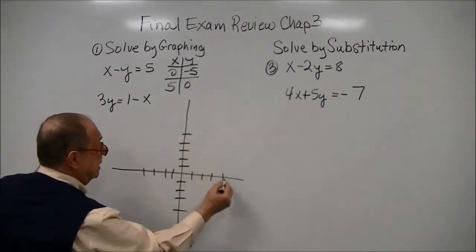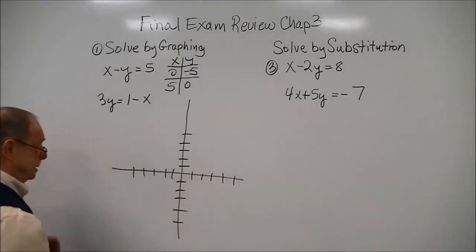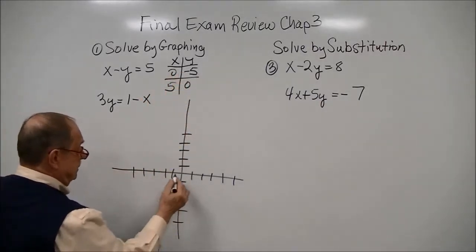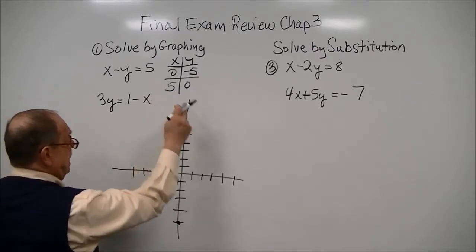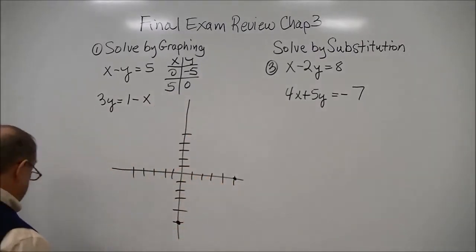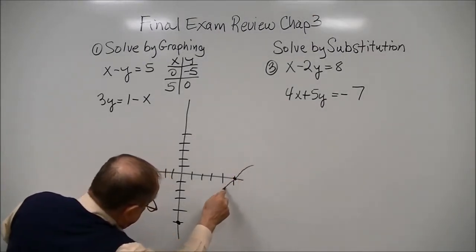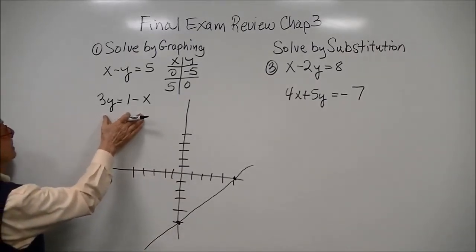So I guess I'm going to have to add a few more points. There we go. So (0, -5) right there. And then (5, 0) right there. Now again, I don't have a ruler, but let's see what I can come up with here. A line like so. Now this one is almost in slope-intercept.